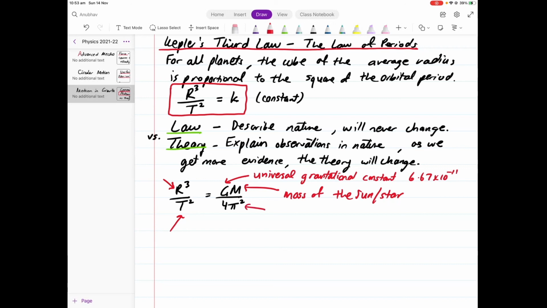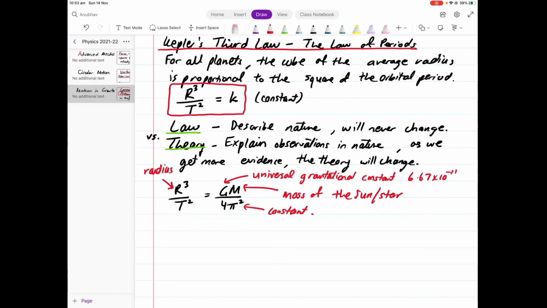4 pi squared is a constant. That doesn't change anything. R is the orbital radius, assuming circular motion. T is the orbital period. And that links together mathematically what we can observe for a planet. We can work out how long it takes to go around the sun. We can measure its radius. We can measure its mass. Those are the things that are important.